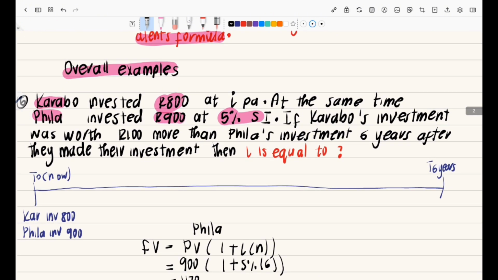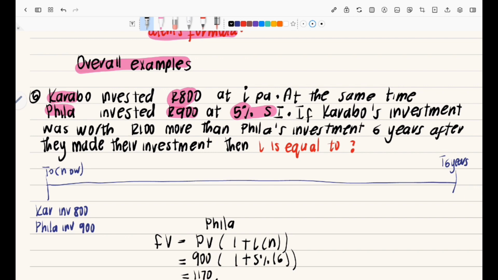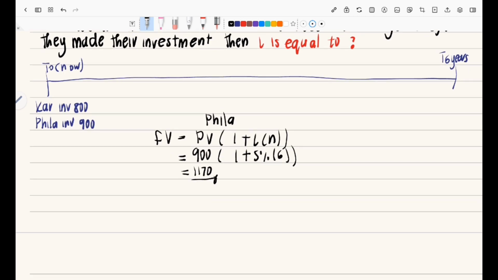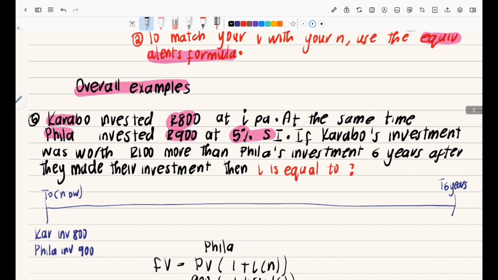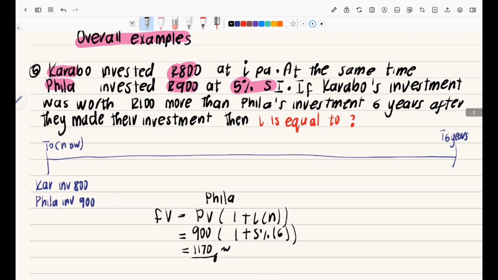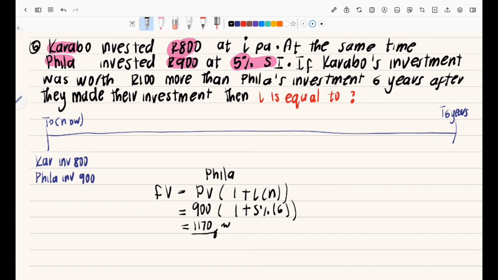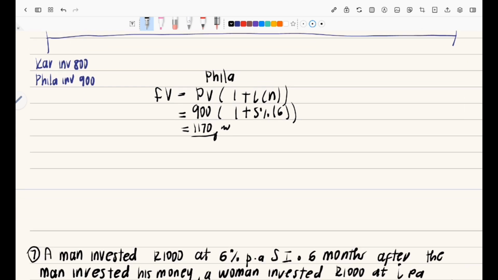The question said that Karabo's investment was worth 100 Rand more than Pila's investment 6 years from now. So this is what Pila's investment is worth in 6 years' time, and Karabo's investment is worth 100 Rand more than that. For Karabo, they said 1% per annum. They didn't say whether it's simple or compound, so you assume it's compound interest. The formula for compound interest is future value equal to present value times 1 plus i to the power of n. So Pila's investment plus 100 Rand is equal to the future value of Karabo.